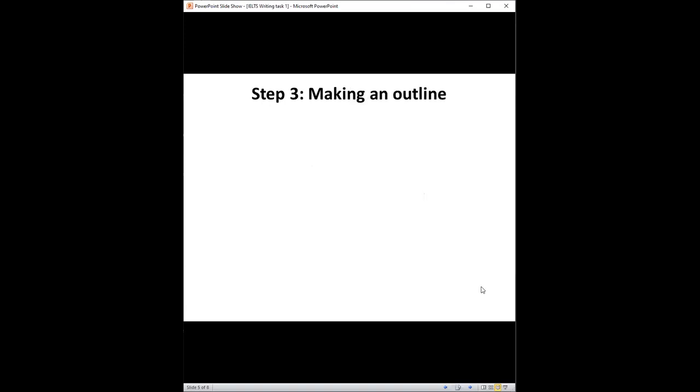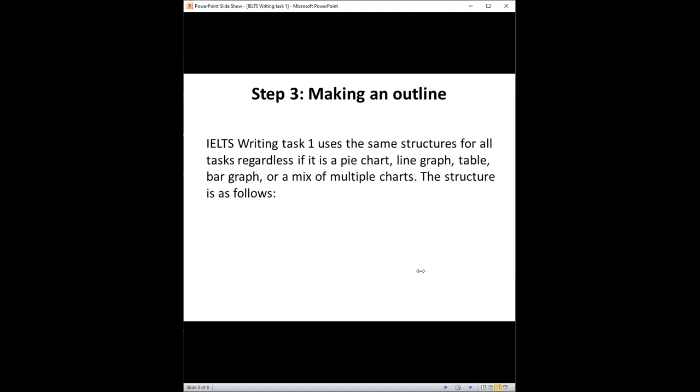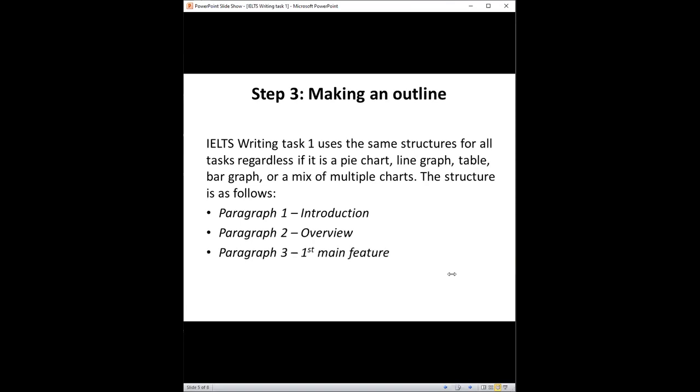Next, in step 3, making an outline. IELTS Writing Task 1 uses the same structure for all tasks regardless of whether it's a pie chart, line graph, table, bar chart, or a mix of multiple charts. This structure is as follows: introduction, overview, first main feature paragraph, and second main feature paragraph.